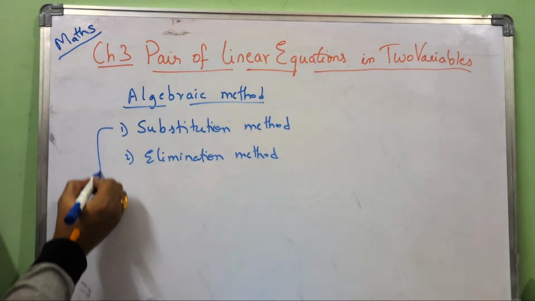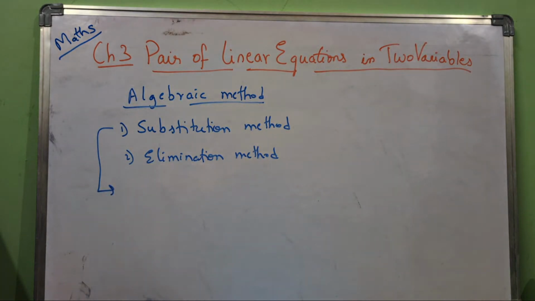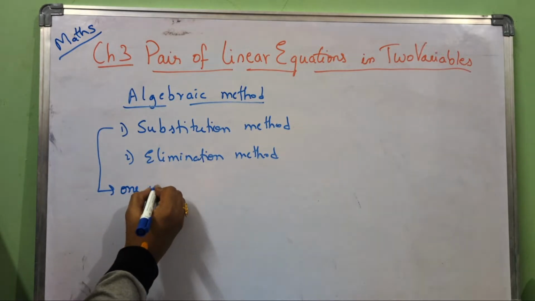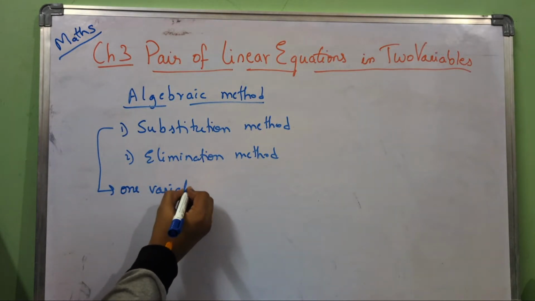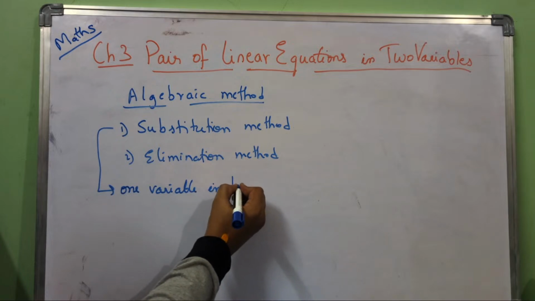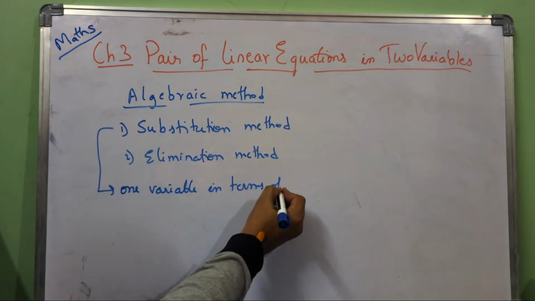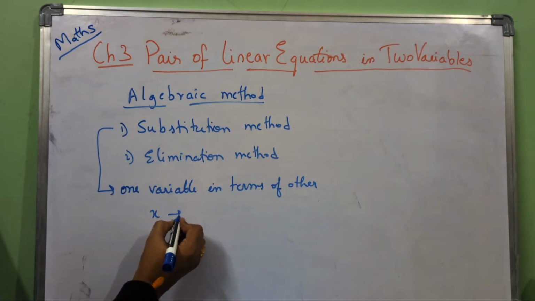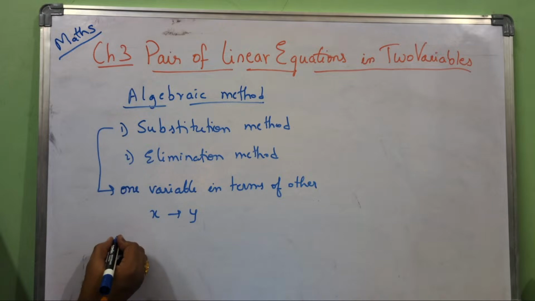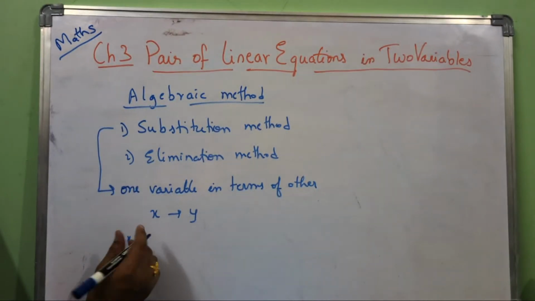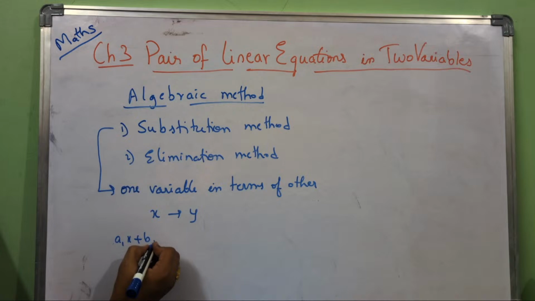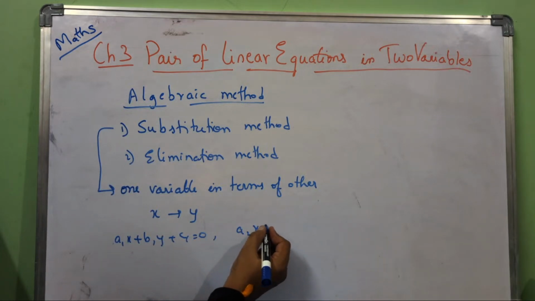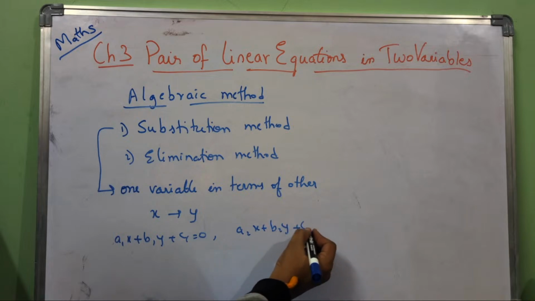The name itself is saying that we are substituting something. So what are we substituting here? We are substituting one variable in terms of the other, that is, x variable in terms of y. So we have two equations now, a1x plus b1y plus c1 equal to 0, and the second equation is a2x plus b2y plus c2 equal to 0.